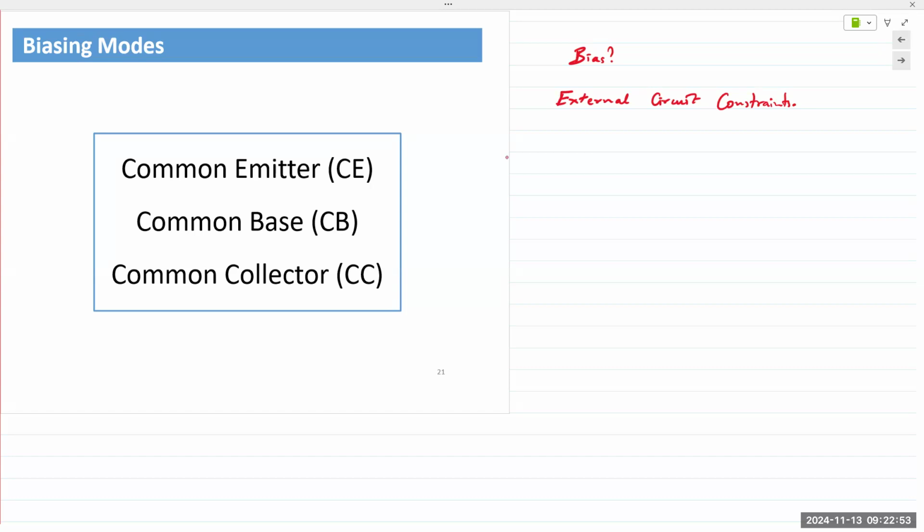So a BJT in the active region works as an amplifier by taking a tiny AC signal and adding it to a DC source. The DC source, of course, could have any value. That comes from our biasing circuit. This would be VDC. This would be the AC signal, and it results in an amplified output.